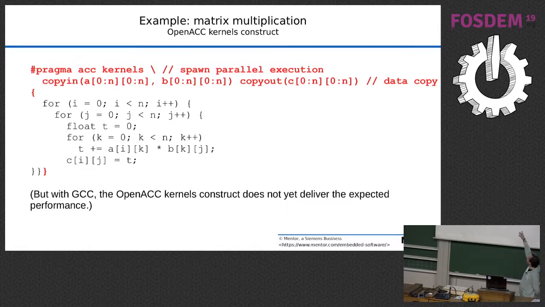And as I'm writing here, with GCC some things work, but in general, there's more work for us to be done there. So if you want to go for performance, you should, for now, use the parallel construct with GCC.